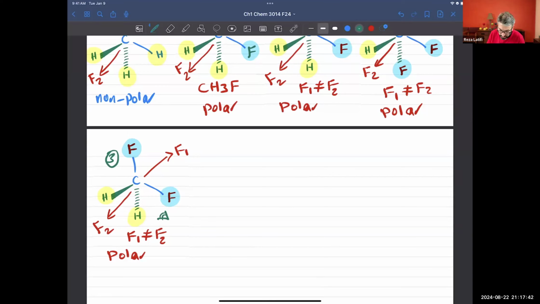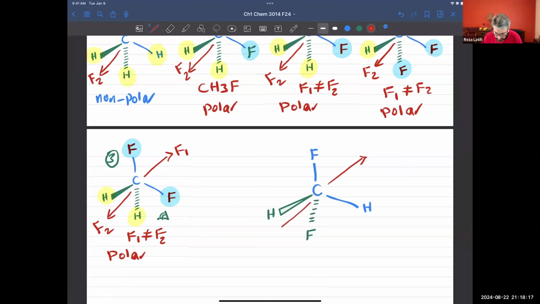So I'm going to get this. I'm going to get carbon. I see a fluorine here and one hydrogen there. Then I'm going to see one fluorine maybe back, and hydrogen, it will be somewhere here. That's going to be hydrogen. So let's now add the forces.